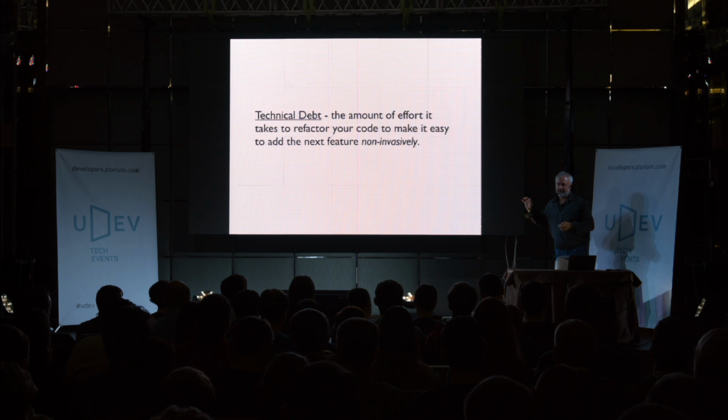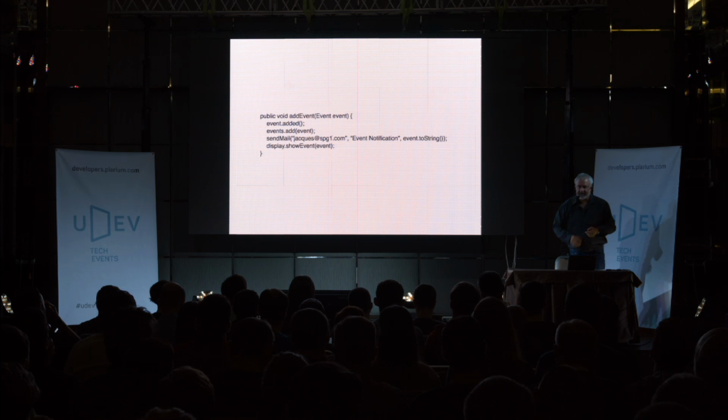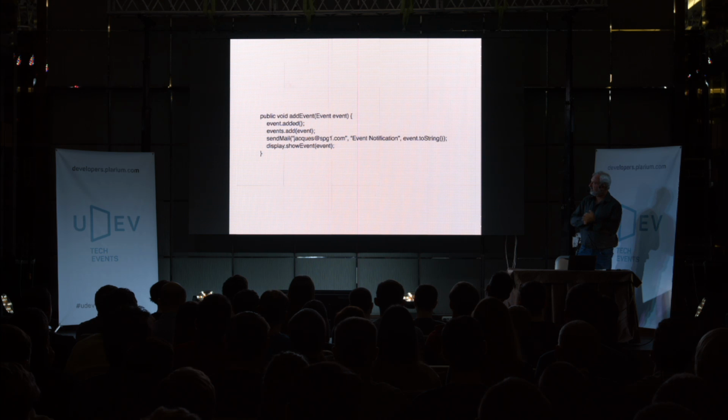With this definition, though, it forces conversation about the things that make your code easy to change. So as an example, let's assume that we have this code here. Okay, we have this little method called add event. It accepts an event. We mark the event as added.